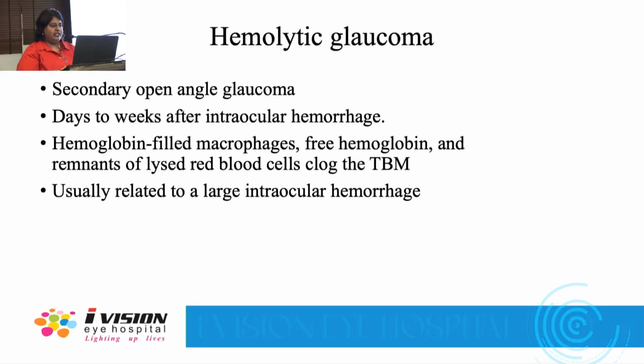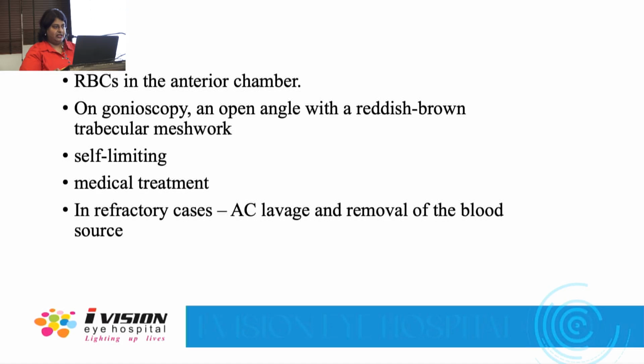Hemolytic glaucoma is a secondary open angle glaucoma days to weeks after intraocular hemorrhage. Here, macrophages with free hemoglobin and all those remnants clog the trabecular meshwork, usually related to a large intraocular hemorrhage. What you see on gonioscopy is that the trabecular meshwork is reddish brown, occluded by the RBCs. In refractory cases we might need to do AC lavage.